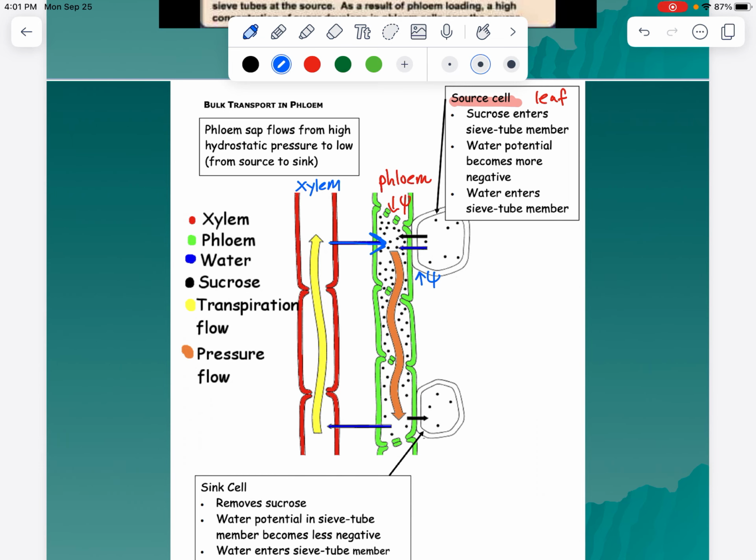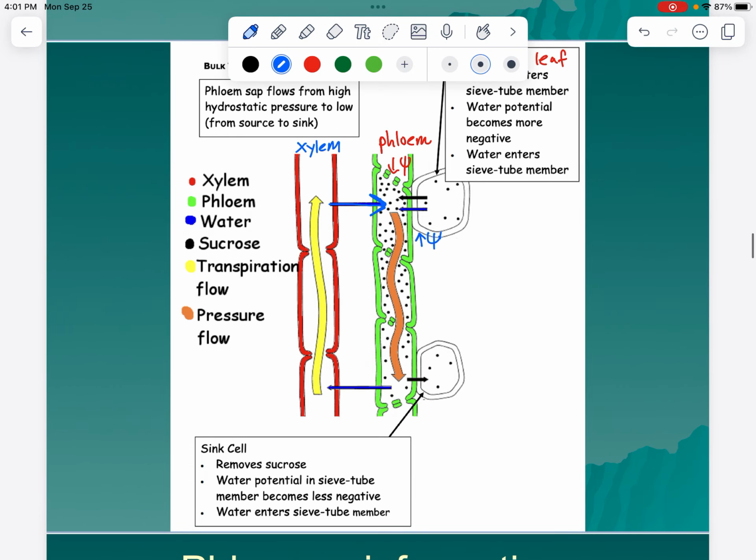And that in turn increases the water potential. So that water needs to travel somewhere. It can travel up or down depending on what the plant needs. But in this case, it's showing how that water and dissolved sugar is moving downward.